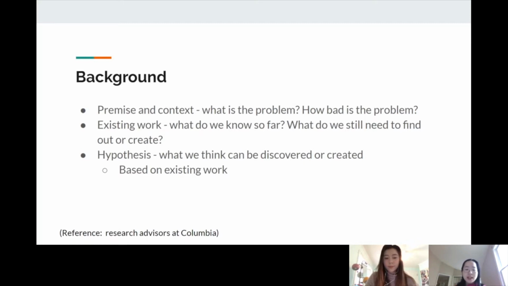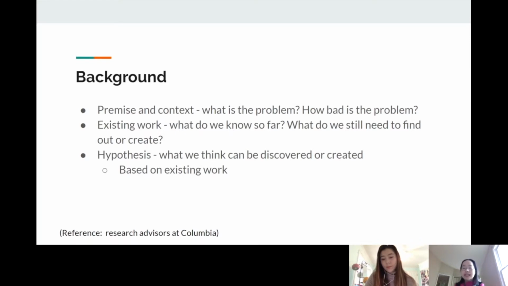And then you also present the hypothesis. So now that we have a good idea of what we know so far, what people have done, and what the gaps in the knowledge are, what do you think can be done in this direction? What do you think can be discovered or created? And this is largely based on existing work. So when I say based on existing work, I mean that you base your hypothesis on the work that has been done thus far.